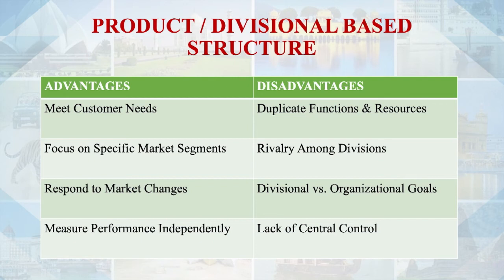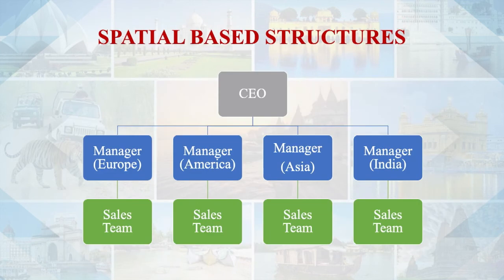Another form of structure is what we call the spatial based structure. So dear students, this spatial based structure is generally applicable in the case of a multinational organization. For example, a hotel which operates in America, in Europe, in Africa, in Asia and Australia would have different divisions altogether, right?